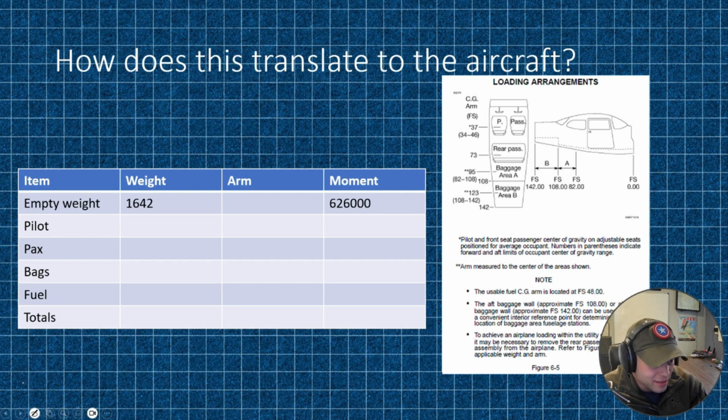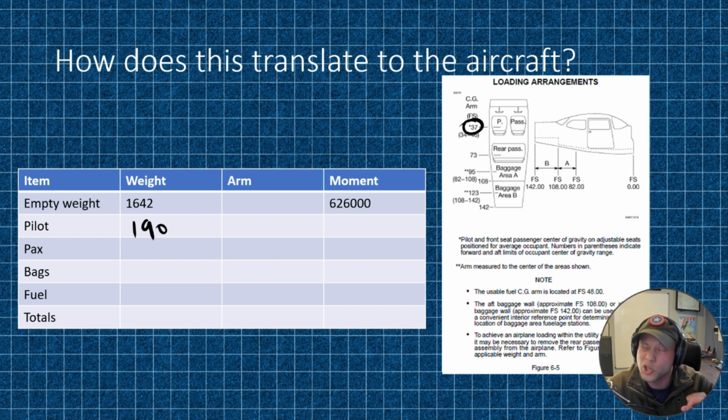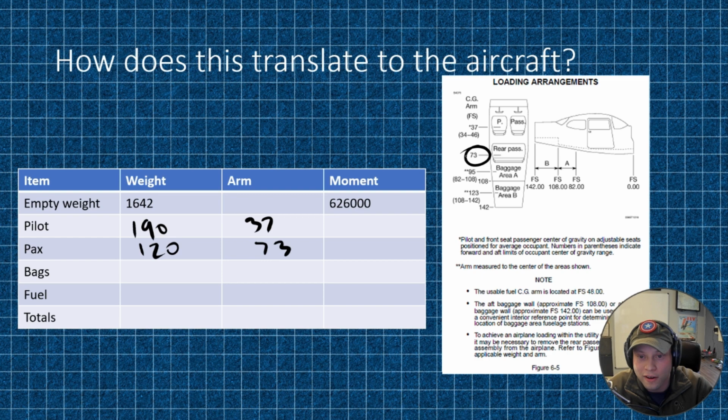Let's do this. Taking a page out of the Pilot Operating Handbook, this is a loading arrangement. Let's say your pilot is 190 pounds. The arm, we're just going to use 37 inches. By the way, the empty weight and the moment are given to you in the weight and balance data card. Let's say your passengers are a nice dainty 120 pounds and 73 inches for that arm. And then the baggage, let's put bags in baggage area A, at 95 inches. So let's say we put 20 pounds in the baggage at 95 inches.